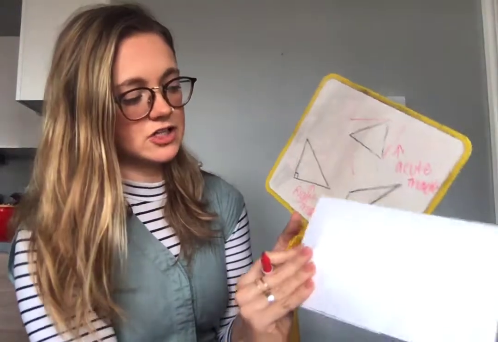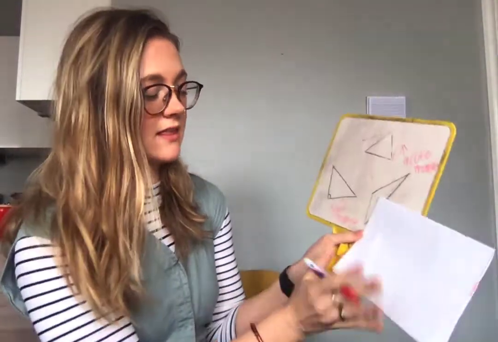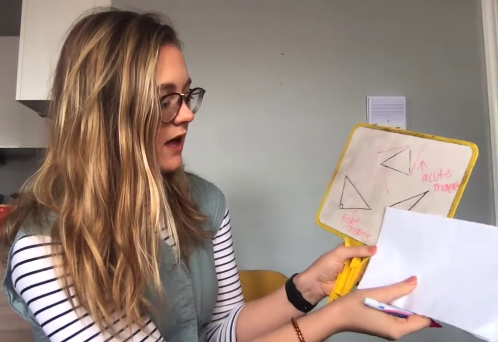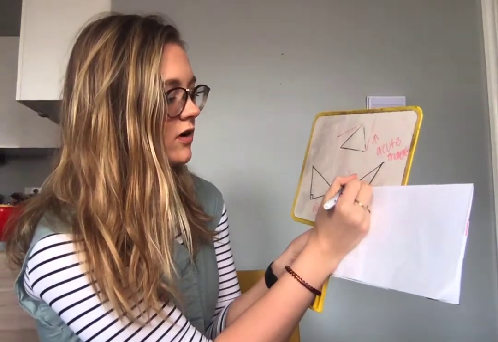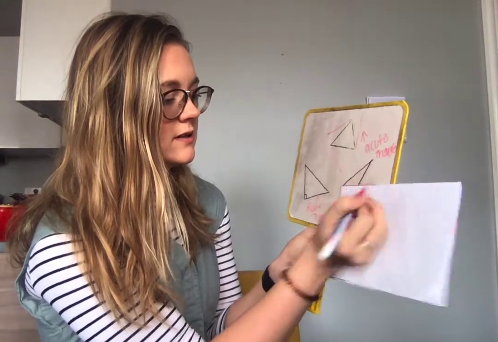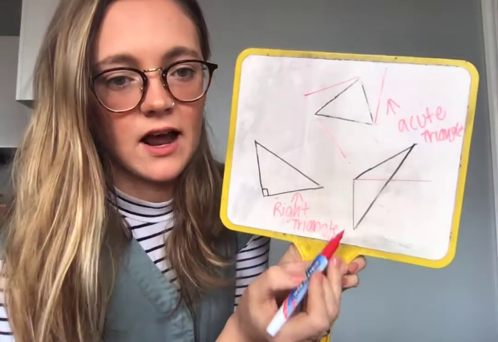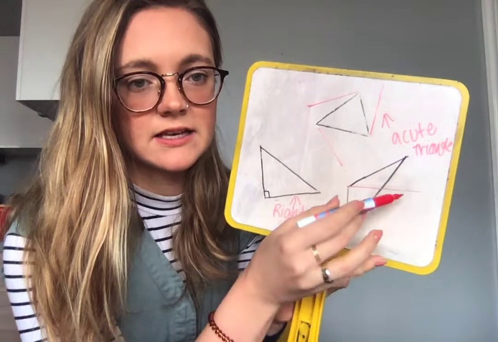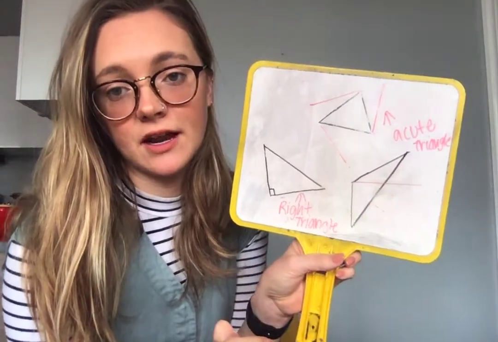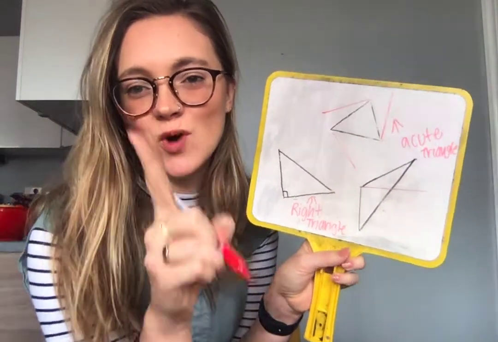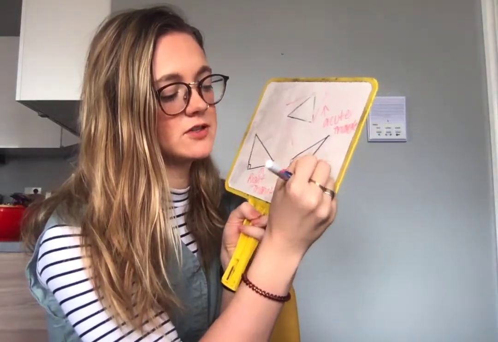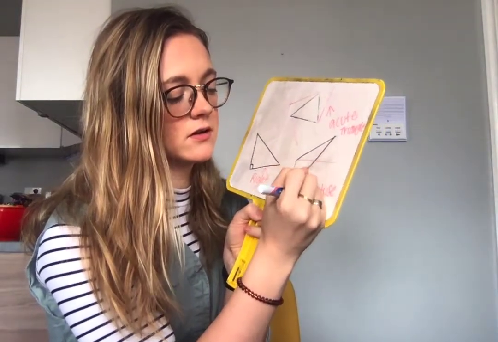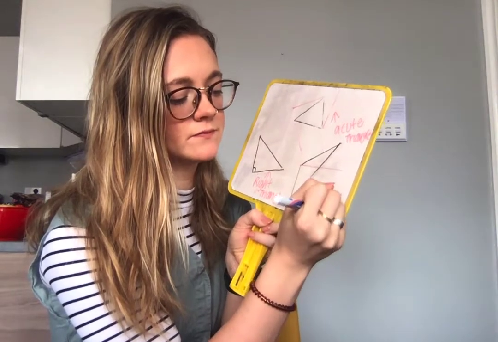Then lastly, I'm going to check this one. I see what I think is a big angle. I line up with one side, and I draw what would be 90 degrees. When I do that, I see my angle is bigger than 90 degrees. If I have just one obtuse angle, this is an obtuse triangle.